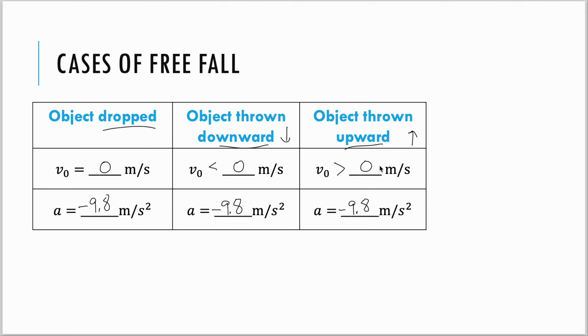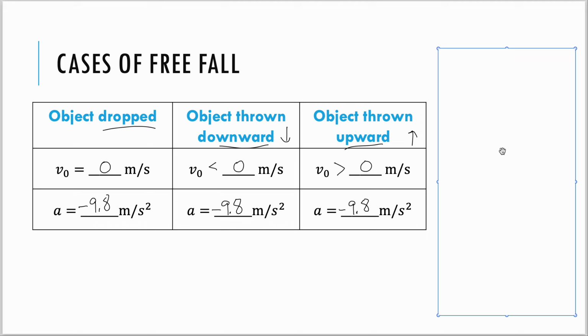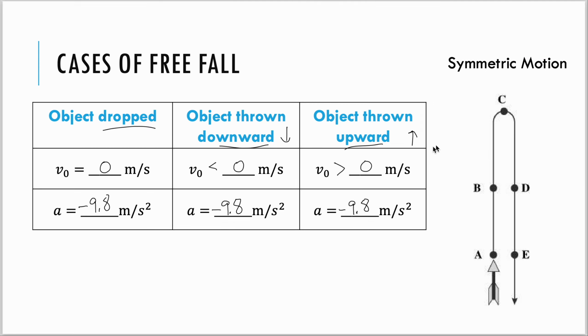While if an object is thrown upwards, it's going up, then the initial velocity is greater than 0 meters per second. If an object is thrown upward, you could have the special case of symmetric motion, where the object goes up and down and comes back to the same height from which it was thrown. If you have symmetric motion, there's a couple other things that you need to know. The velocity at the top is always equal to 0. So if there's a max height, that's a very good keyword in a problem. Whenever you see max height, that tells you the velocity is equal to 0 at that point.